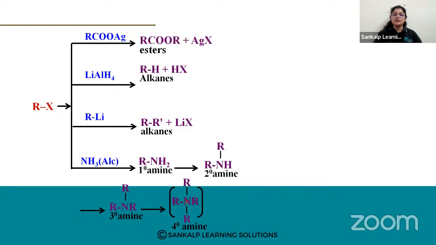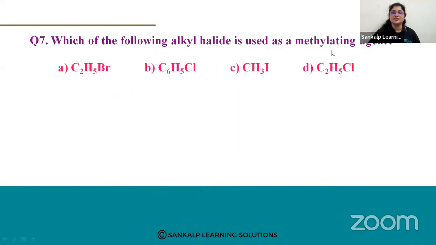Then if you react further with excess ammonia, you will obtain secondary amine, wherein the second hydrogen is replaced by the alkyl group. Again, further, if you treat it with alcoholic ammonia, the last hydrogen will be replaced by the alkyl group. And lastly, if you react with excess alkyl halide, it will form quaternary ammonium salt, where all the hydrogens are replaced by alkyl groups. So this is the nucleophilic substitution reaction.